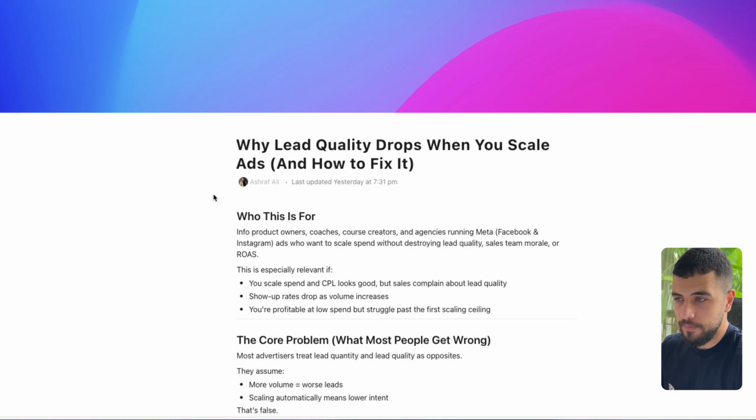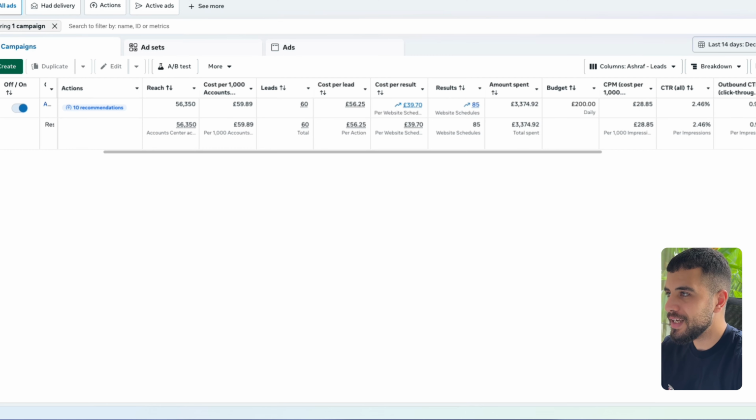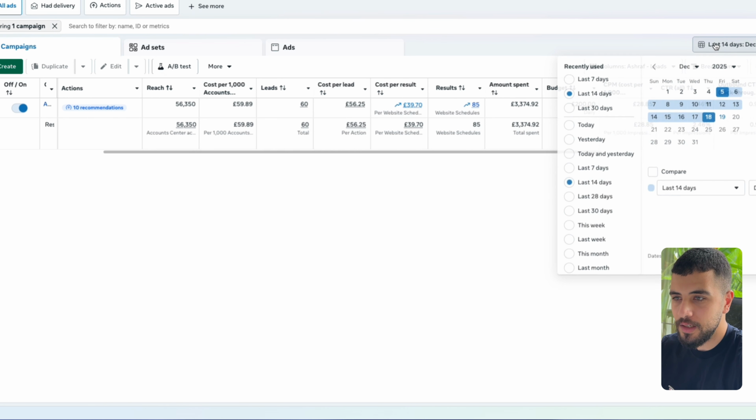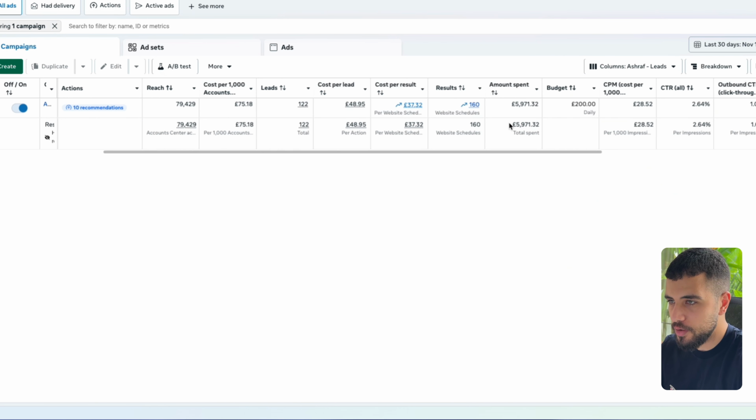So, am I even qualified to walk you through this? Let's go over some results right here. If we refresh this ad account and go to the last 30 days, we spent £5,971, got 160 website schedules, and averaged £37.32 cost per qualified website schedule. This is the last 30 days.